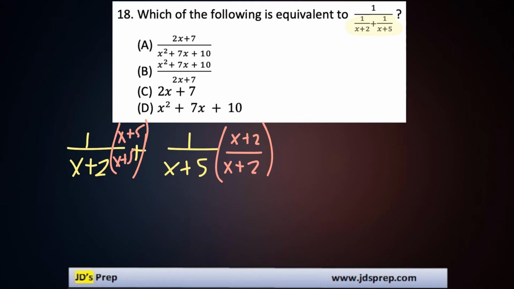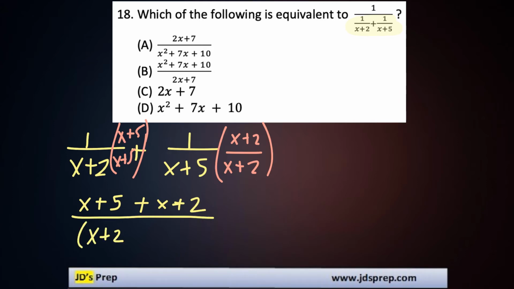Now, if I multiply 1 times x plus 5, we'll just have x plus 5. And then over here, 1 times x plus 2, well, of course, that's just x plus 2. But because we have a common denominator, x plus 2 multiplied by x plus 5, we can now combine those together to become one single fraction. Next, I'm going to simplify this numerator. We would have 2x plus 7.